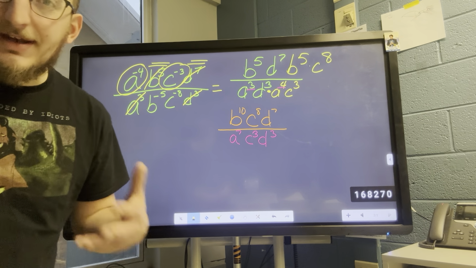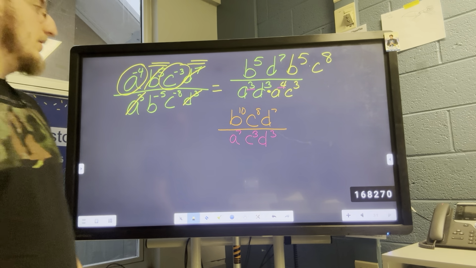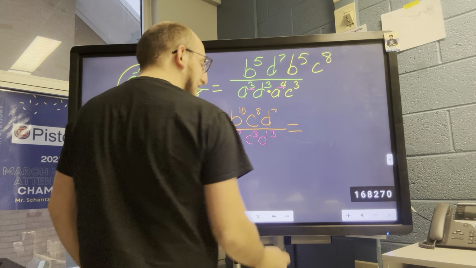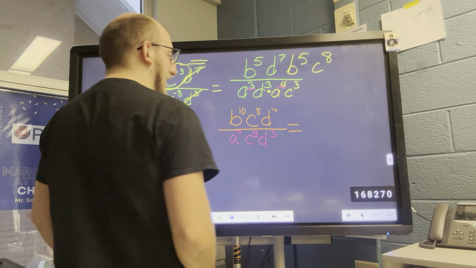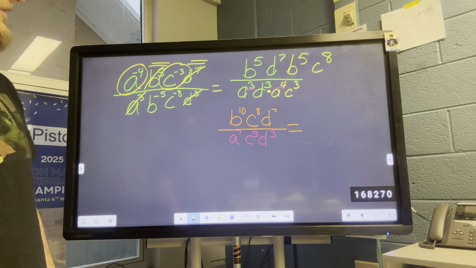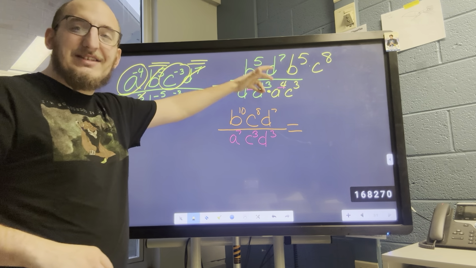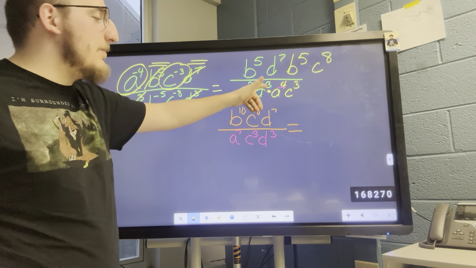Now, I'm not done. Why am I not done yet? Well, because it's not simplified. I don't like that color, so I got to change the color again. That sucks, man. I'm so sorry. I'll fix it next time. I have c's on the top and the bottom. I have d's on the top and the bottom.